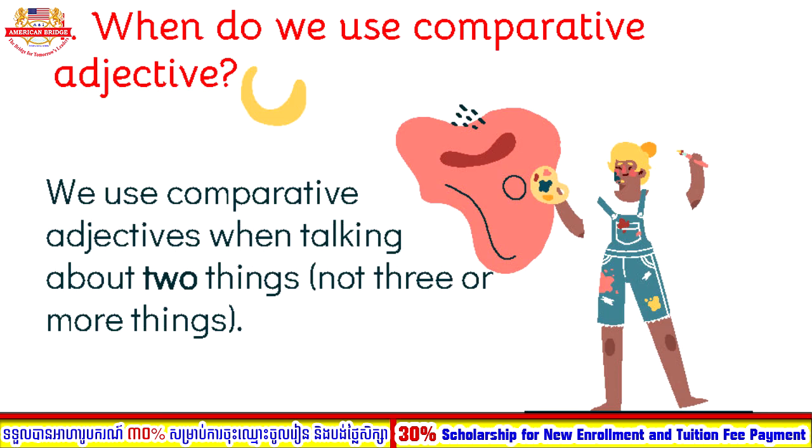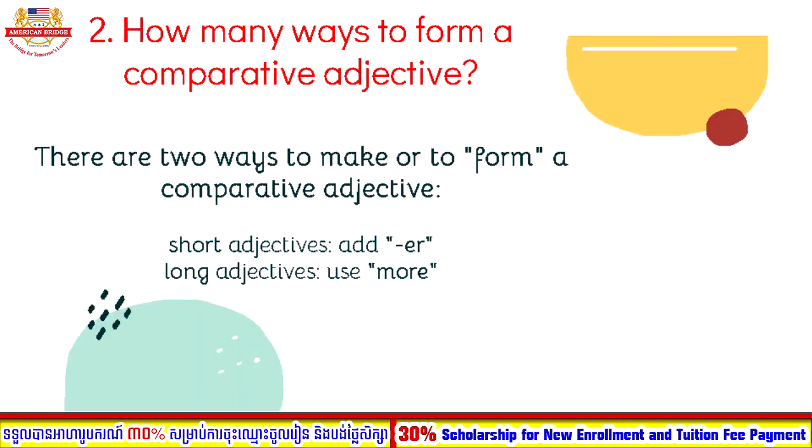Number 1, when do we use comparative adjectives? So, we use comparative adjectives when talking about two things, not three, not more things. Okay, we just use comparative adjectives to compare two things only. Okay, good. That's all for number 1. So let's move to number 2 altogether, students.